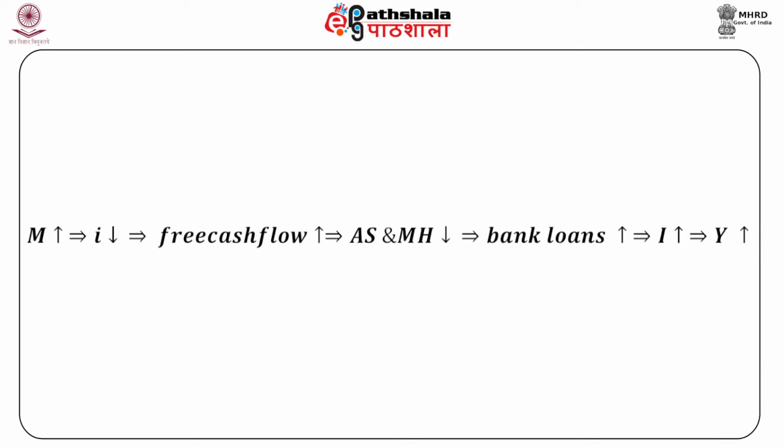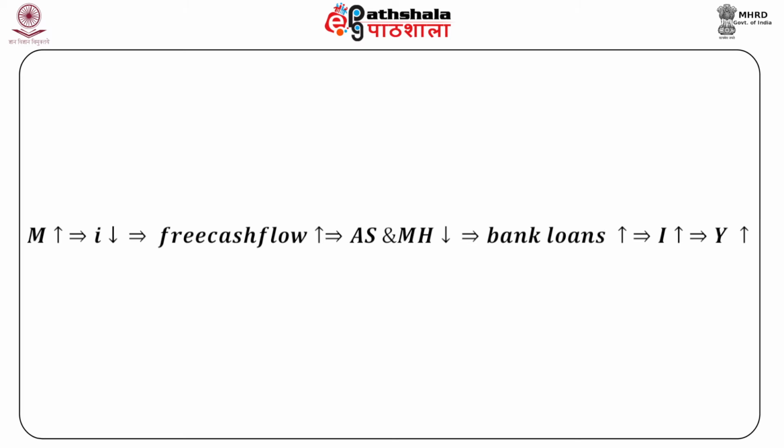Monetary easing lowers the nominal interest rate and thus lowers the interest payment by the firm and thus increases their free cash flow. Higher free cash flows reduce adverse selection and moral hazard problems, and this in turn increases bank loans, investment and higher income.